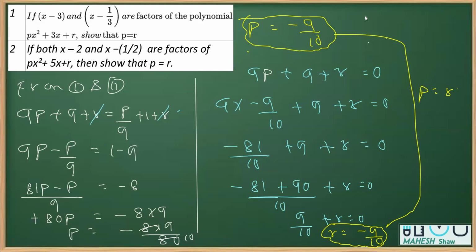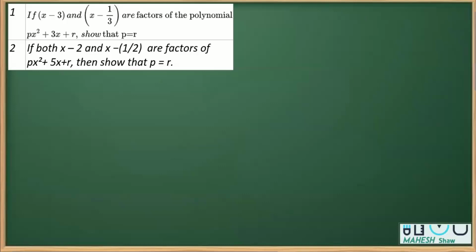The next part is very similar. Let's see how we can do this. Similar to the previous part, we have x minus 2 and x minus half as the factors of this polynomial. So we'll start like this. I have to first take this polynomial. Say if I take f(x) as px square plus 5x plus r, right?